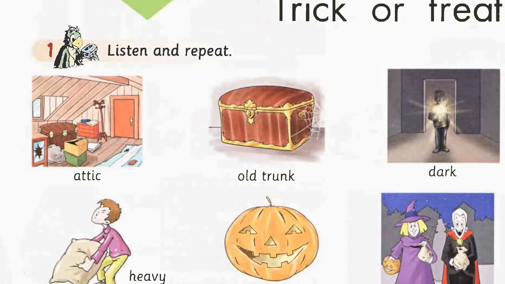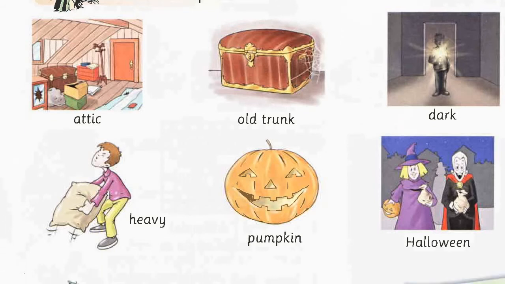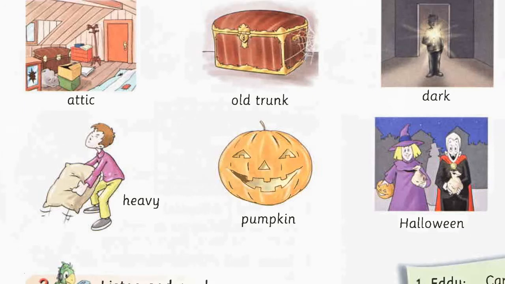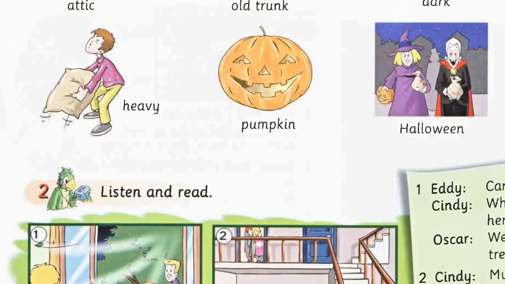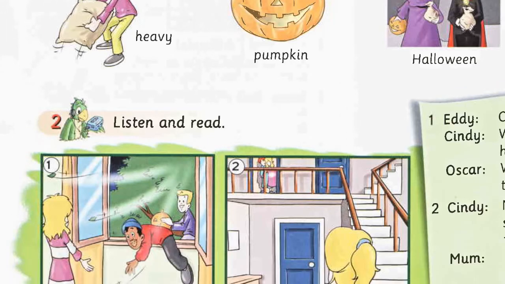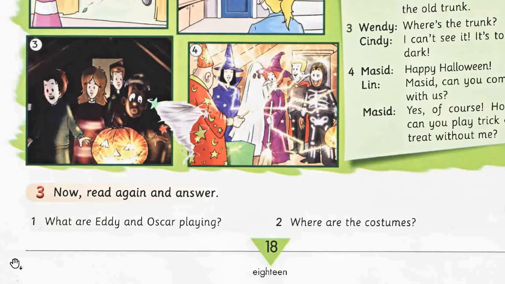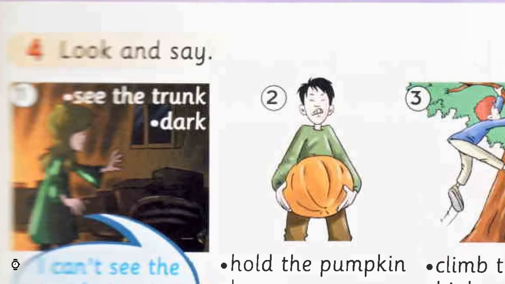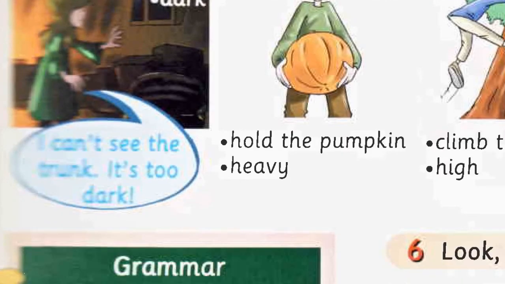Okay, so the words you learned in the previous class, you can see the words written here: attic and trunk. Look at the picture. This box is a trunk. And dark, and Halloween, pumpkin, and the left one in the bottom row is heavy. Okay, we did some listening in the previous class, and we worked on using can in our conversation and in our writing. We practiced exercising using can.